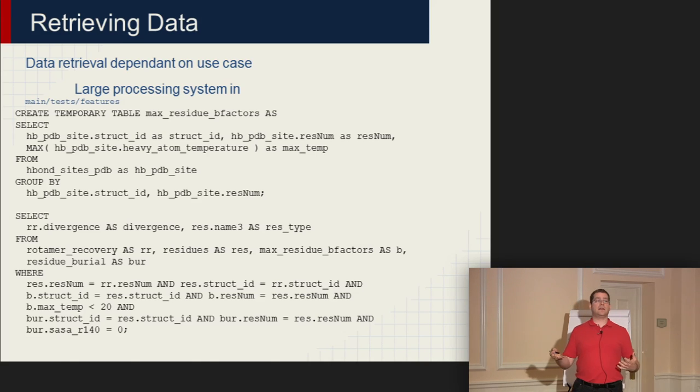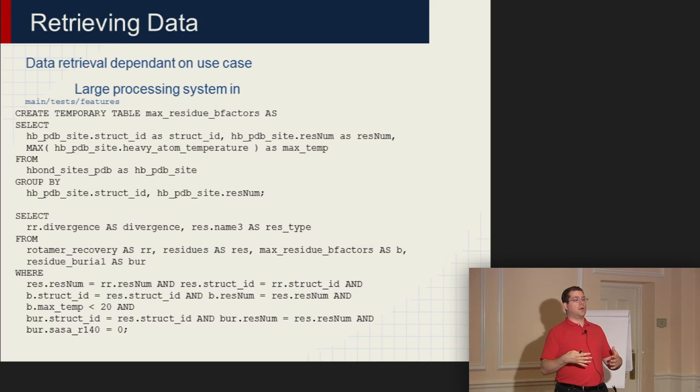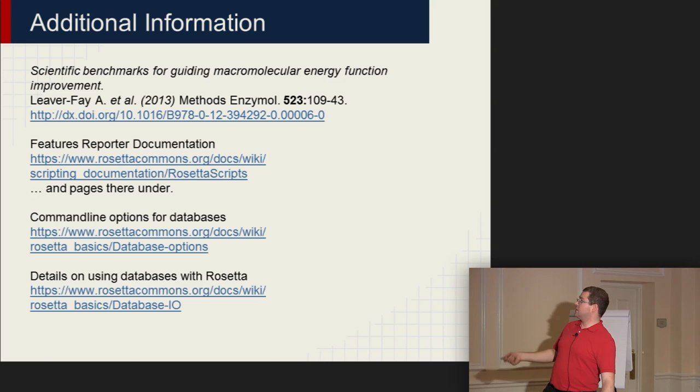Then you would basically just create an SQL statement that would pull out the information from your database. For example, this is a little bit complicated, but not too much. What you're doing here is trying to match the divergence from the rotamer recovery to the name three, so the residue type. And you're doing that specifically for limitations. For example, you don't want a B factor that's too high. You don't want a buried SASA that's too much, et cetera. There's a bunch of limitations, and you can make a very complex query so that you can filter out just the information you're looking for from this large complex data set that you've made with your Features Reporter. And there's additional reading material for anyone who's interested in pursuing that.